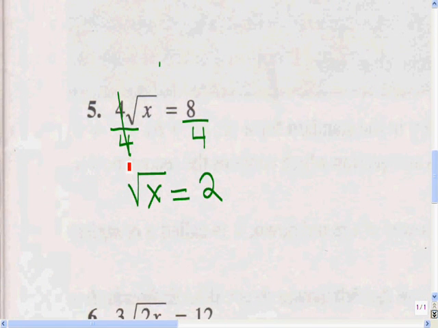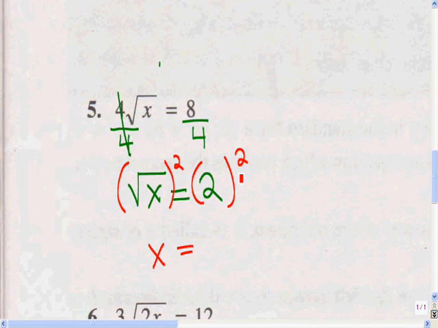So now I'm going to square. Once I get my radical isolated, that's the next step. I square. The square root of x squared is x. And 2 squared is 4. X equals 4. Y'all say?